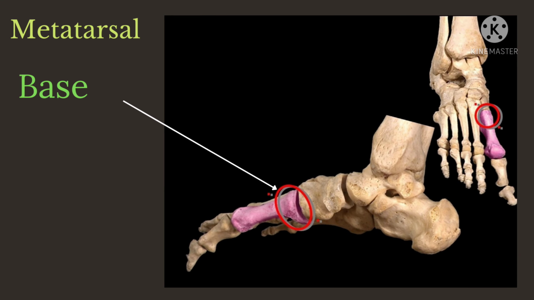So see, this is the base portion. As you can see, the proximal portion is called the base. The front portion, as you can see, is the proximal part, that is the base of the first metatarsal, or of any metatarsal. The base is the proximal part of the metatarsal.